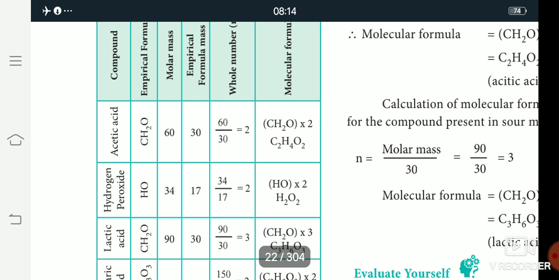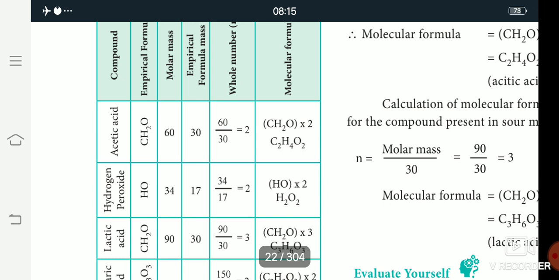Okay, children. Then the empirical formula mass. For carbon the atomic mass is 12, hydrogen 1 and oxygen 16. So calculate the total: 12 plus 2 plus 16, the total value is 30. Then hydrogen peroxide: hydrogen atomic mass 1 and oxygen atomic mass 16, so 1 plus 16 is equal to 17. This is the empirical formula mass.